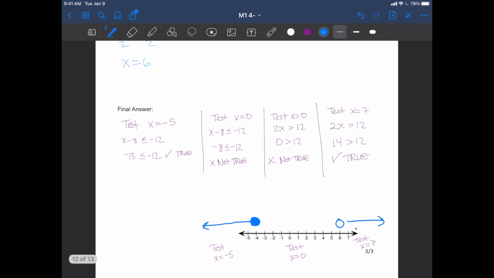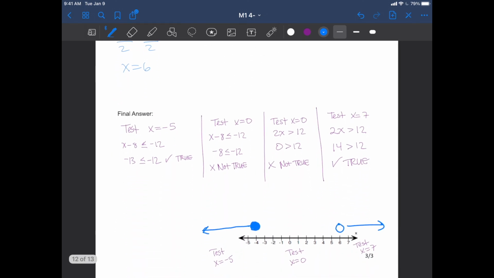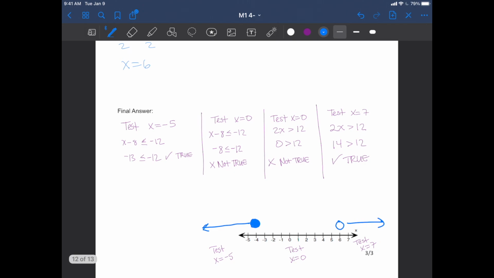Now you're not done. You then have to put together your solutions. Okay, so this says x is less than or equal to negative 4. Or, because you can't be in both things, but you can be in one or the other, this one reads x is greater than 6. So I'm going to box my final answer, and that's it.